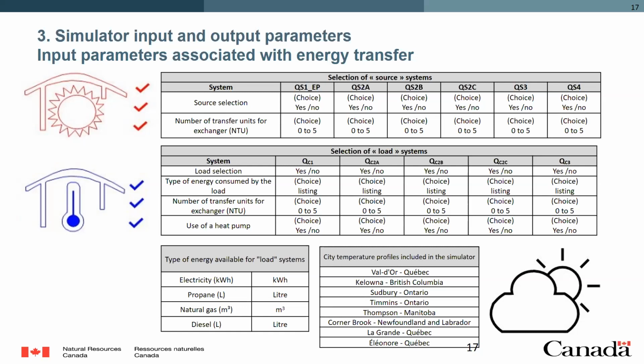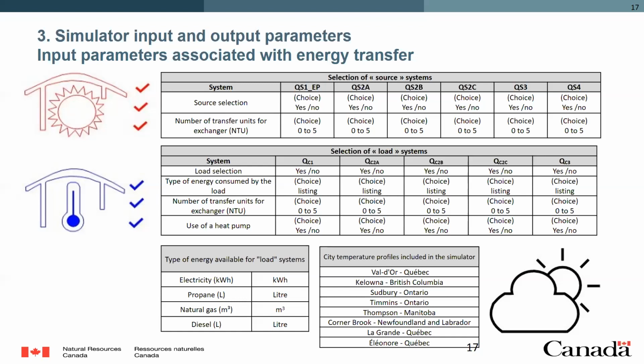Then on the load side, same. You have the option of selecting which one you're going to use, yes or no. The type of energy consumed by the load. In this case, you can use any of the four in the bottom left table, which are electricity, propane, natural gas, or diesel. Then you can also decide the number of transfer units for the heat exchanger. And on the load side, you also have the additional option of using a heat pump. So you'll have a choice whether you use it or not.